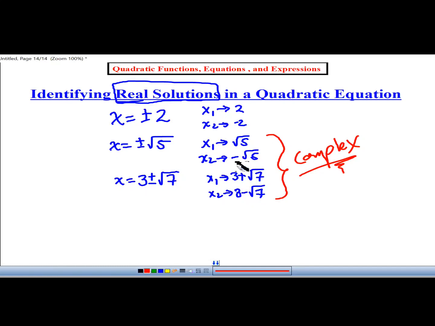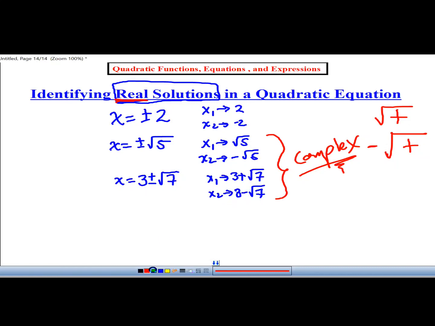Now, some of you are like, Mr. Q, isn't negative square root of 5 not a real solution? Well, what's inside of the square root? It's a positive number, isn't it? Yes, that's why it's still a what? Real. Doesn't matter if it has a negative outside, as long as there's a positive number inside of the radical, it's still a what? Real solution.